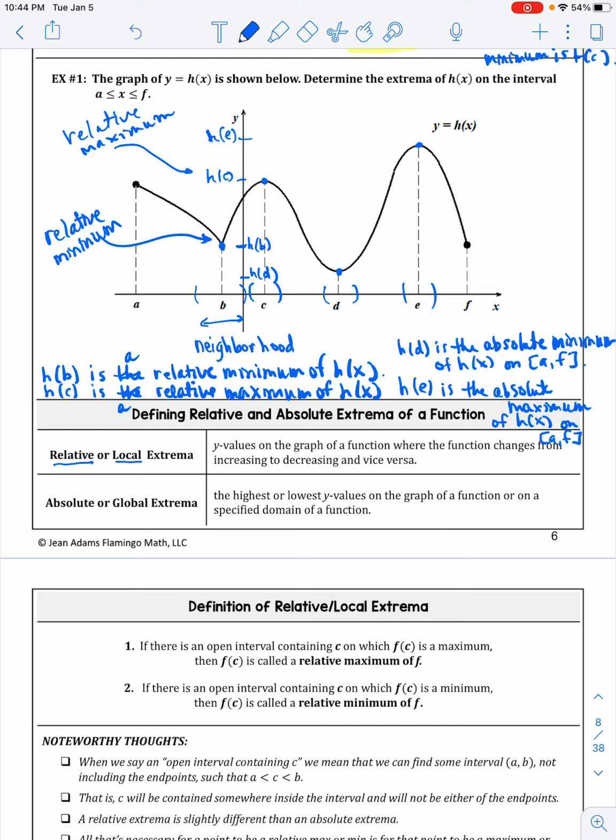So we can say that all maxes and mins can be considered relative, but not all maxes and mins can be considered absolute. Okay, there's only the highest or the lowest on a specified domain or on a closed interval. Okay.